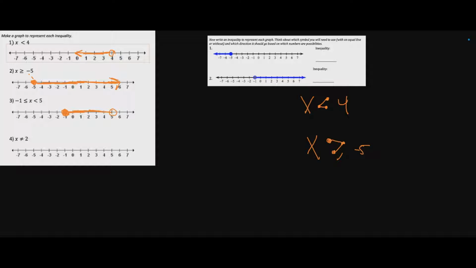Down below, number 4 is a little tricky because it says x cannot equal 2. So let's just start over here. We cannot equal 2, so I'll put an open circle. And if we can't equal 2, what is that telling us? x cannot equal 2, but can x be 3? Well, my friends, of course it can. You cannot be 2, but you can be anything else. 3, 4, 5, as long as you're not equal to 2. So that means we can be everything else except 2.